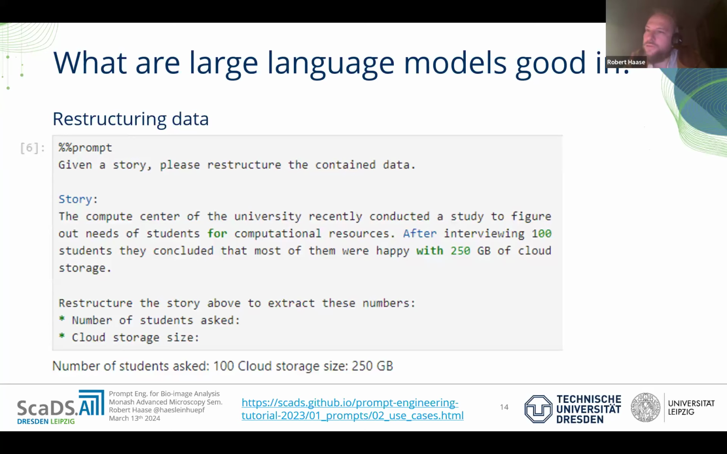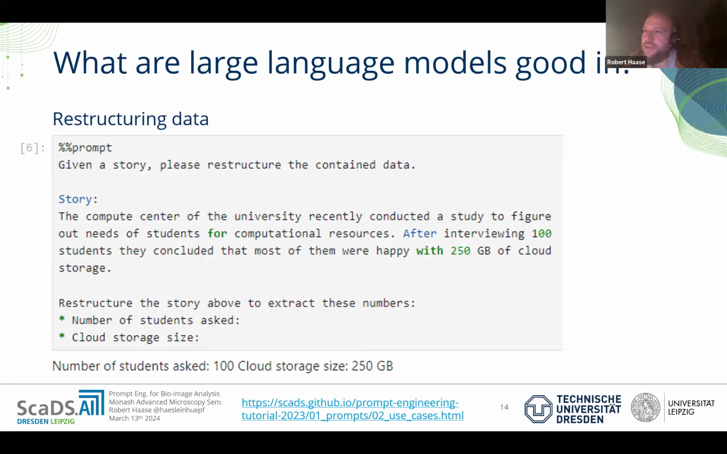You can also use it for restructuring data. This is a use case I think is not often enough discussed because I believe this is the actual power of large language models: transforming information in the text form into another form, in another shape, which is easier to digest for further processing. So I have here a sentence or a short story. The Computer Center of the university recently conducted a study to figure out the needs of students for computational resources. After interviewing 100 students, they concluded that most of them were happy with 250 gigabytes of cloud storage.